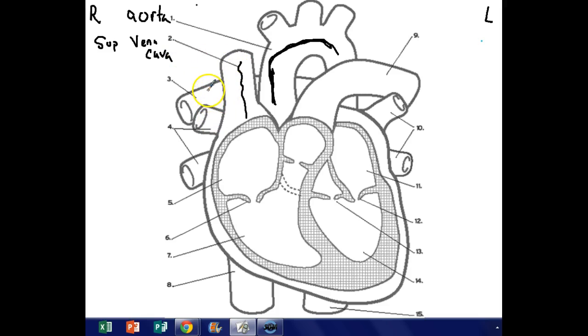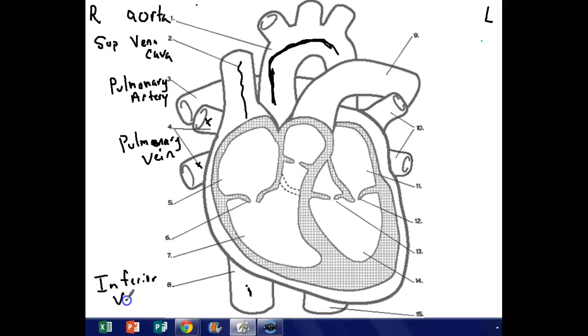All right, this is our right side. This vessel right here is what we call our pulmonary artery. Number 4, these two here, is our pulmonary vein. Number 5 is pointing to, let's skip the inside, let's just say the outside. This vessel on the bottom of the heart is called our inferior, below, so inferior vena cava.